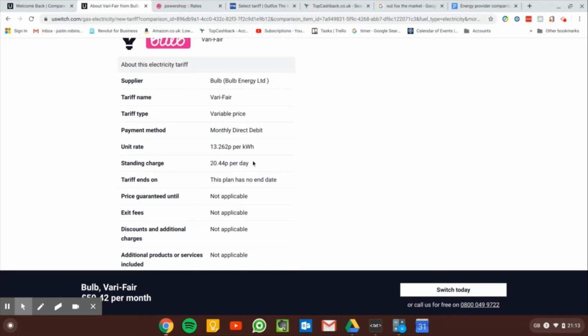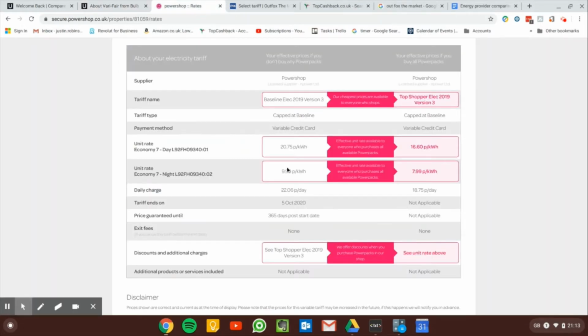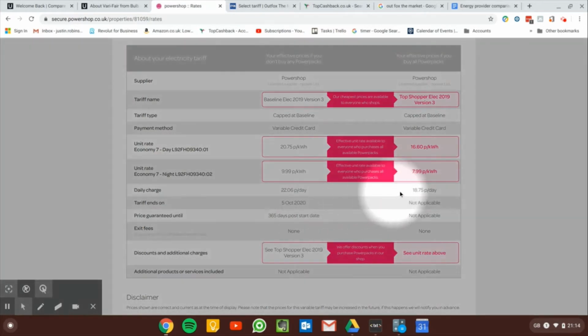So those numbers in mind, go on to my current provider. So I'm with Powershop at the minute. Log into my site, log into my account. Search for the current tariff that I'm on, and here are the details that I'm looking for. 16.6p per kilowatt hour of electricity, and down here is my daily charge of 18 and a half p. So these are the numbers I want, this one here and that one there.